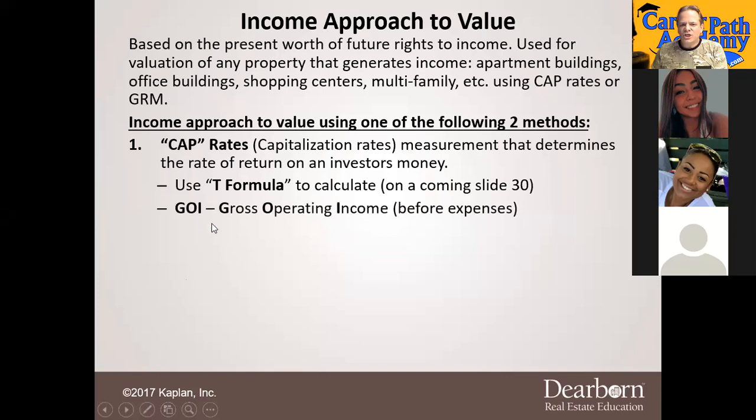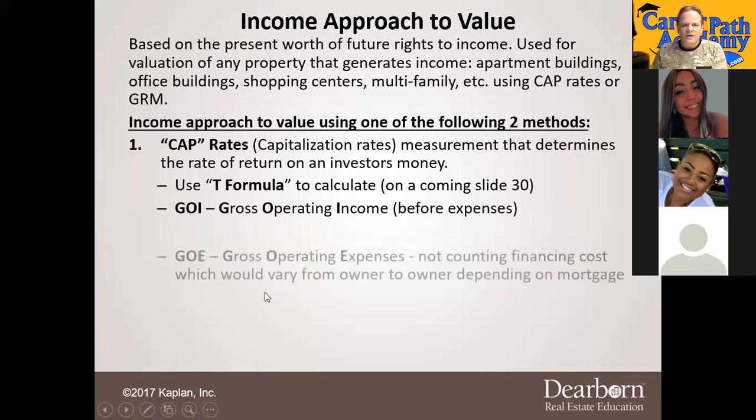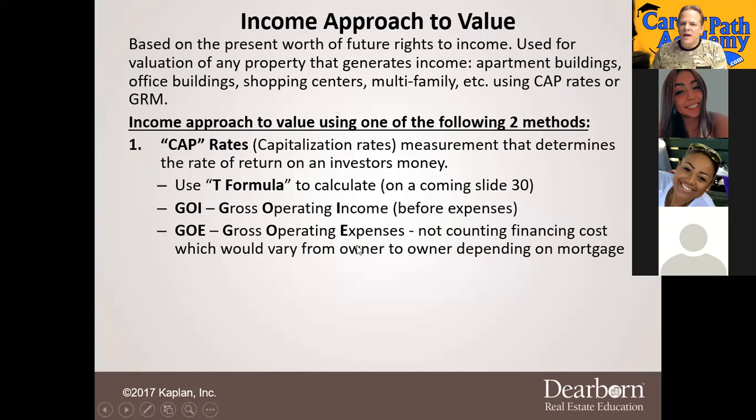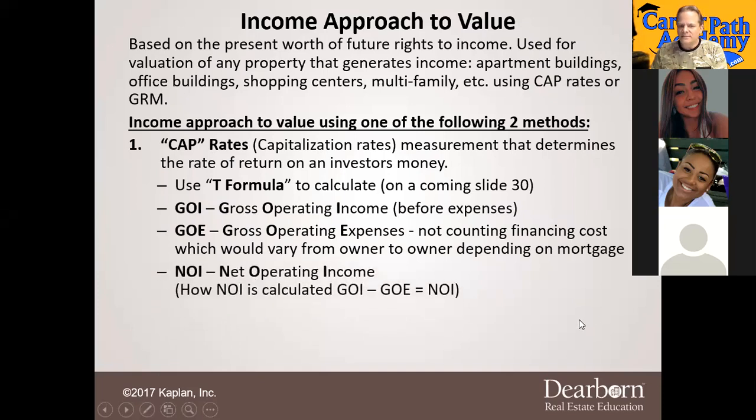So you got to have the GOI, that's the gross operating income, showing you some terminology that we use in real business here. And then the GOE is the gross operating expenses. You subtract the expenses from the income and you're left with the net. So how NOI is calculated, you take gross operating income minus gross operating expenses, and you're left with the NOI, net operating income. Or you could do it just this way: income, expenses, net. But for some reason, in real estate, we always refer to it as GOI, GOE, NOI. At least the agents that are into these commercial properties or income producing properties.